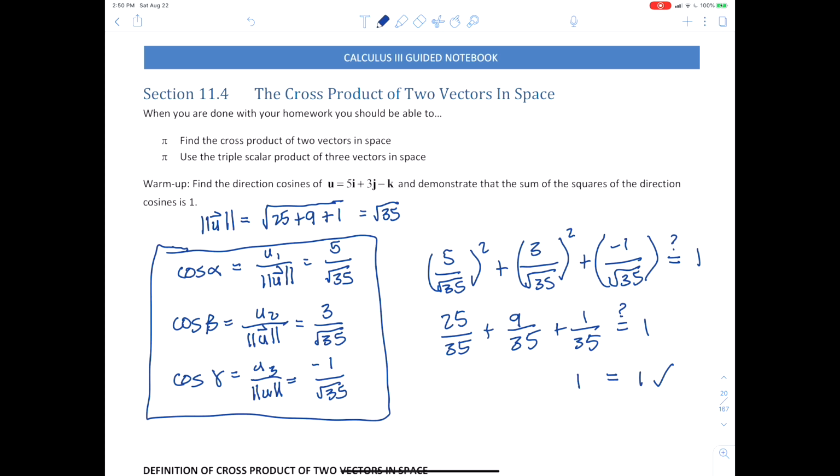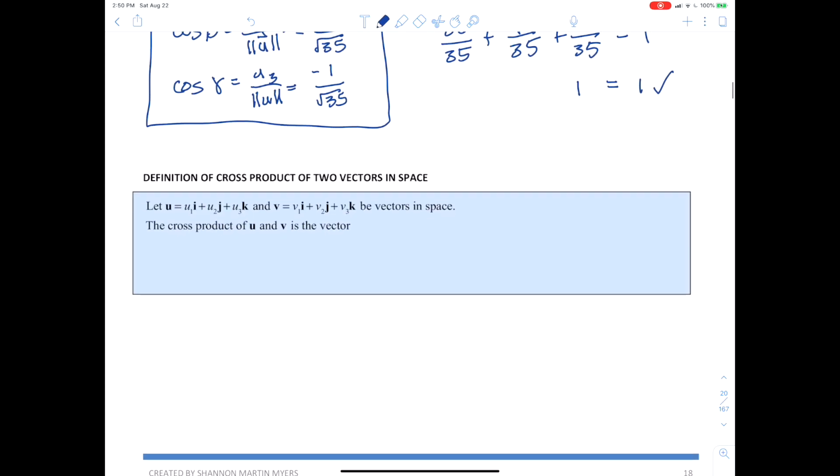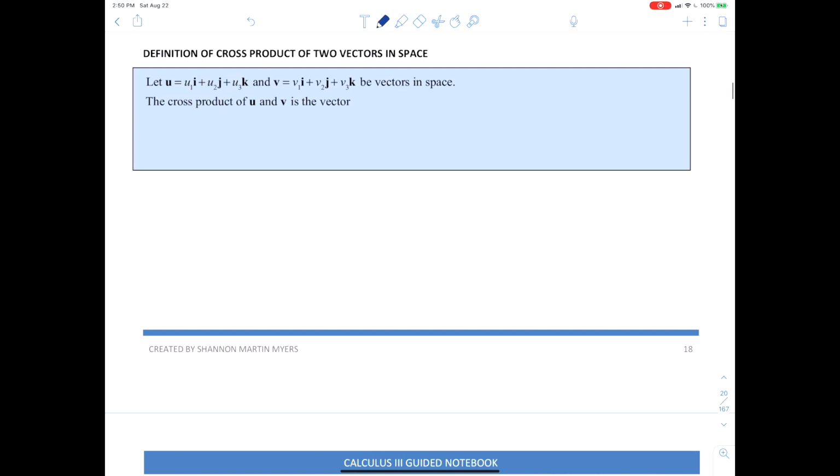Cool? All right, so the definition of the cross product of two vectors in space. This comes from determinants. I'm not sure if you've learned much about this. Your format won't be in the form of a determinant, but I'll just show you.